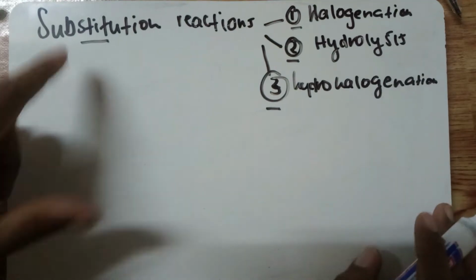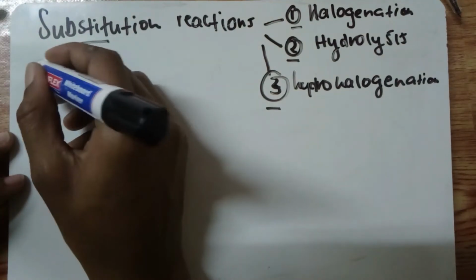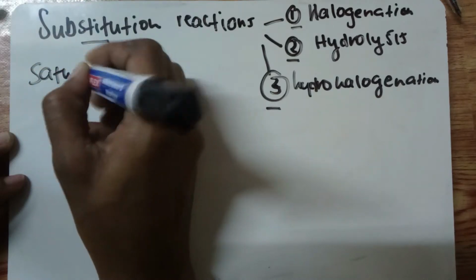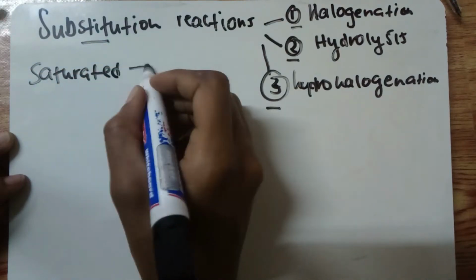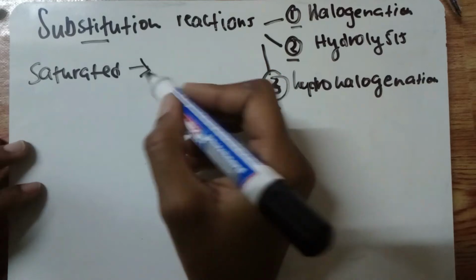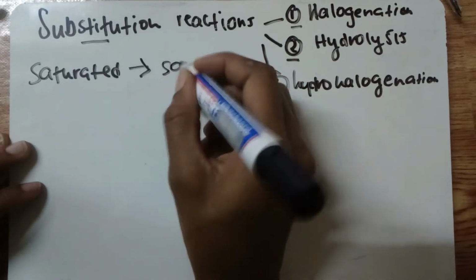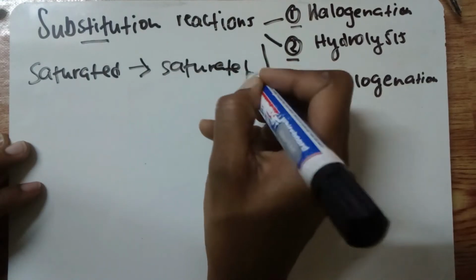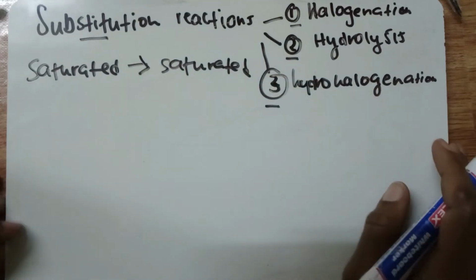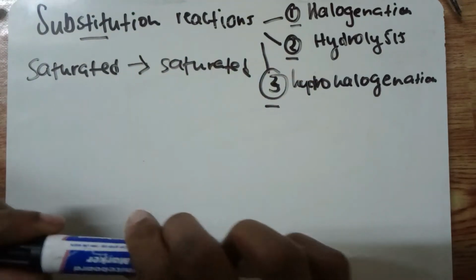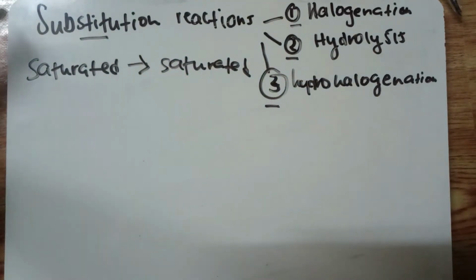Remember, for substitution reactions, we normally have a saturated molecule, and the product is also saturated. So by now you know the difference between saturated molecules and unsaturated molecules. Okay, so let us start.